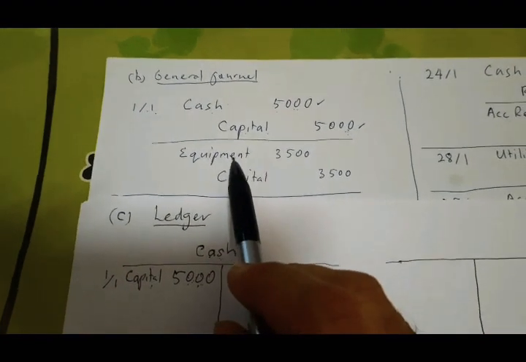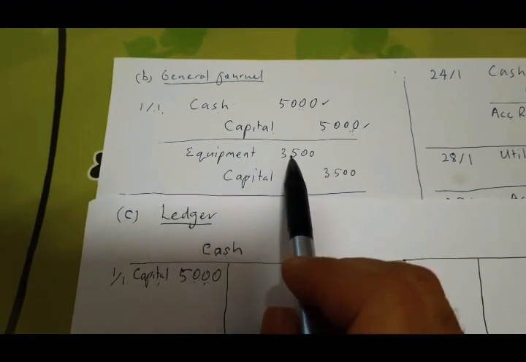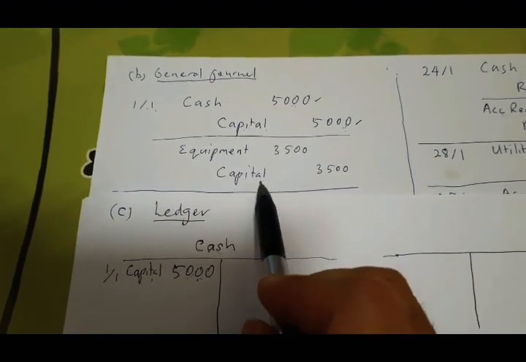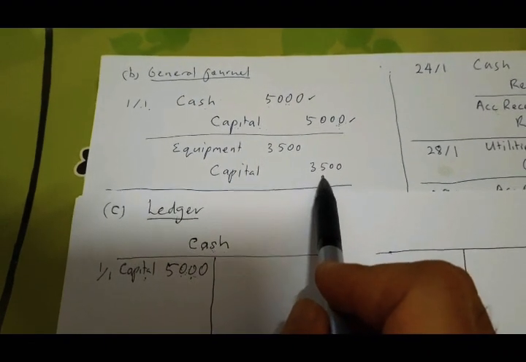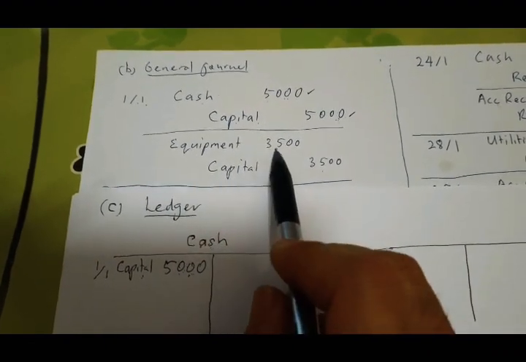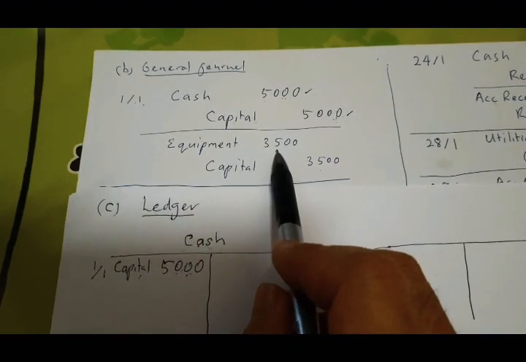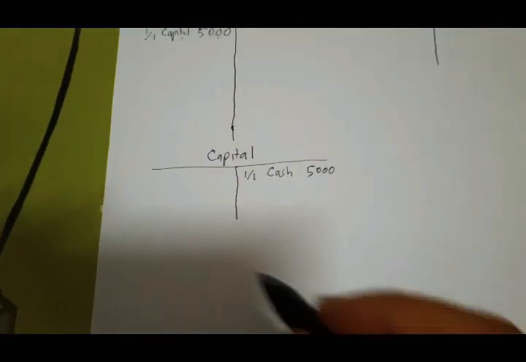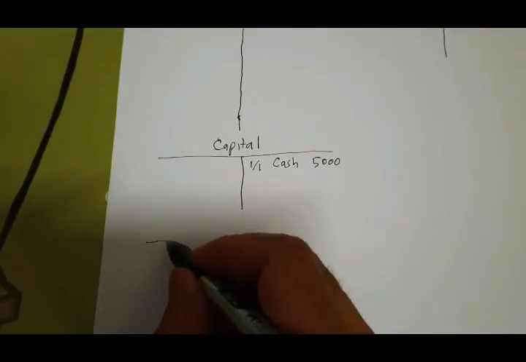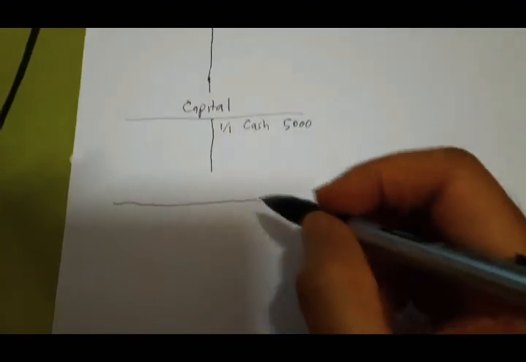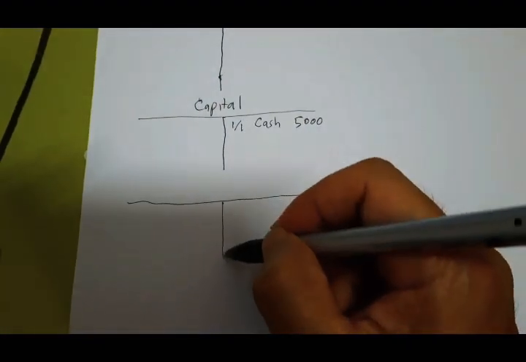Now the second thing that happened is debit equipment 3,500, credit account capital 3,500. So debit equipment 3,500. How to transfer this to the ledger? You have to create an account for the equipment. So you create a T account for the equipment.